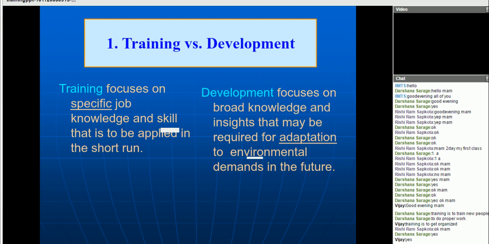Everything is computerized. So that is the reason why development is important, and this is the reason why the bank employees have been trained to make use of computers in doing their job. So to keep pace with the changing technology, development is very important. Okay.